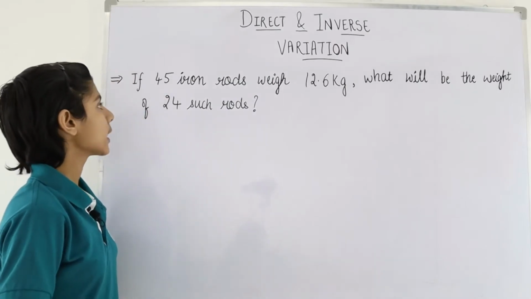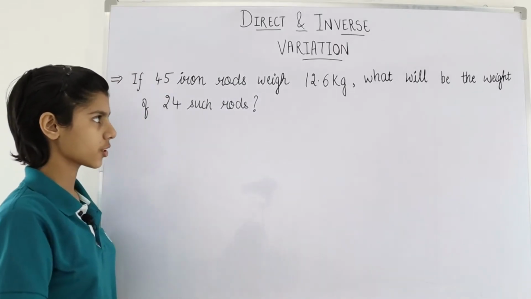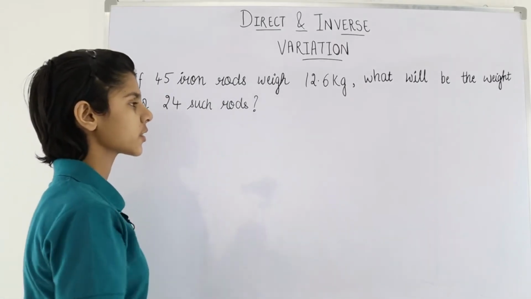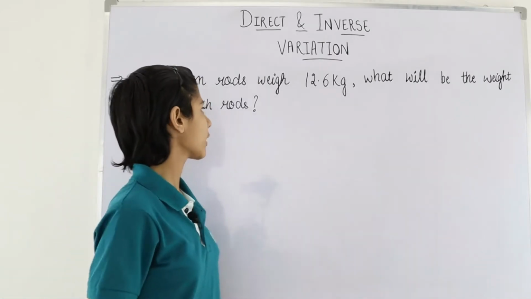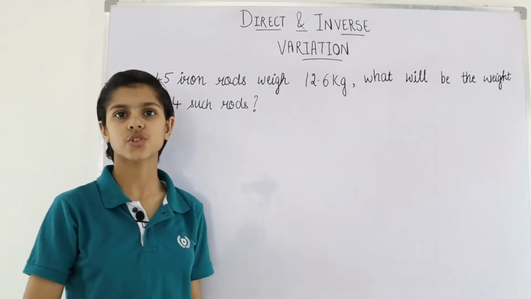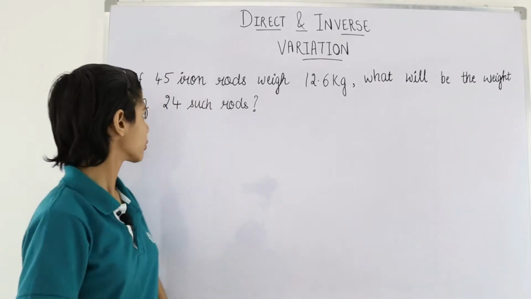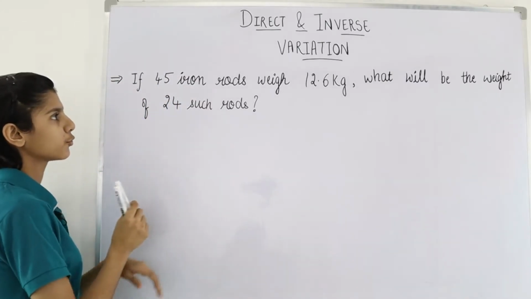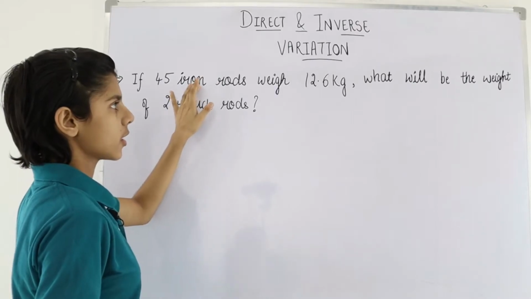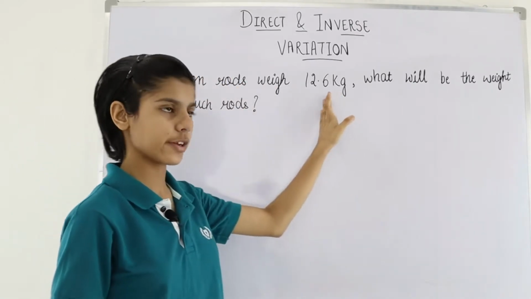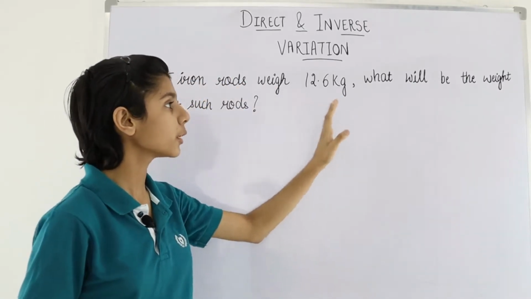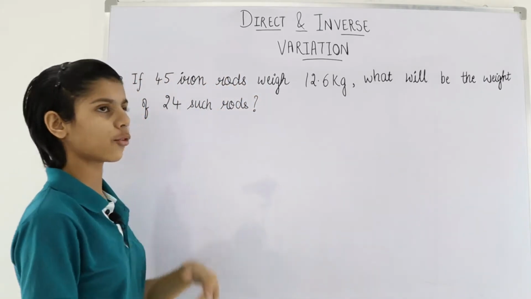So friends, here is one more example of direct variation. It is, if 45 iron rods weigh 12.6 kg, what will be the weight of 24 such rods? So in this question, what it is asking, that 45 iron rods have the weight of 12.6 kg. What will be the weight of 24 rods?